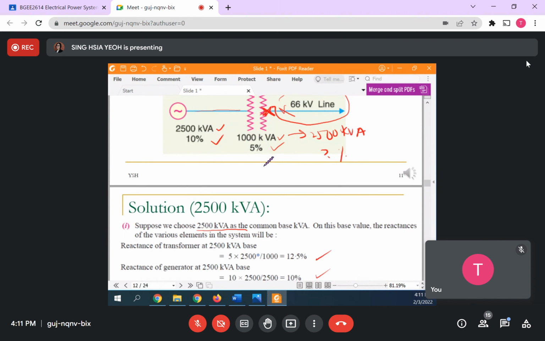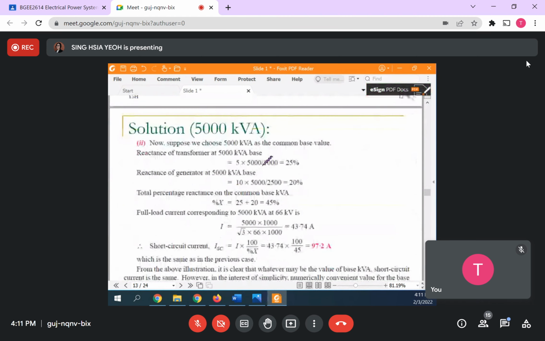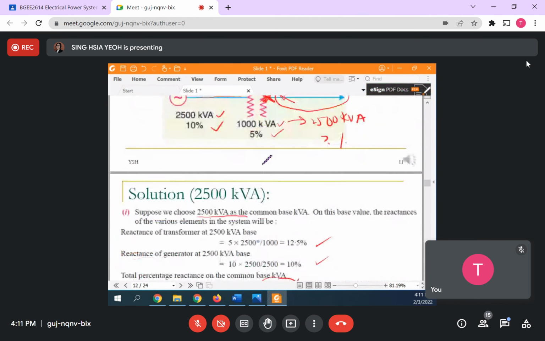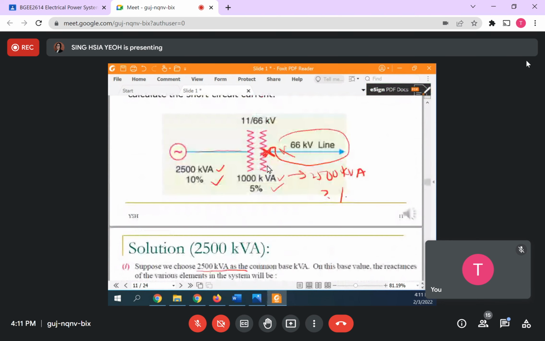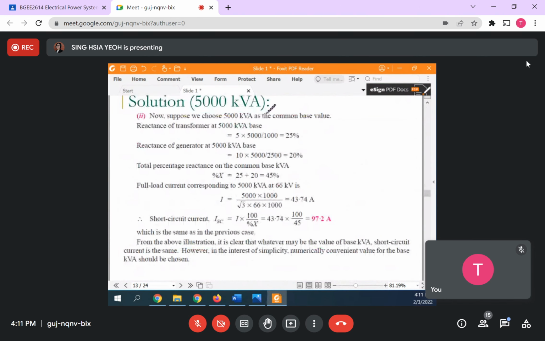Can you get it? Any question? So for the solution, now they choose 5,000 kVA. Why 5,000 kVA? Nothing special, actually. They just change the base from 2500 to 5,000, so you will still get the same answer. When you change the base value, the %x for the transformer and generator will change, and the total will change too. You use a different S value, but the steps are the same. Whatever base kVA you use, the short circuit current is the same.